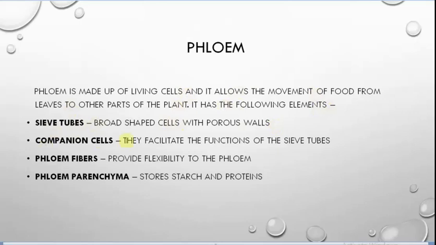Next one is companion cells. They facilitate the function of the sieve tube, which means they help the sieve tubes in functioning. Then the next comes phloem fiber. They provide flexibility to the phloem. What is the work of the phloem fiber? The work of the phloem fiber is to provide flexibility to the phloem. The next one is phloem parenchyma. The phloem parenchyma stores starch and proteins.